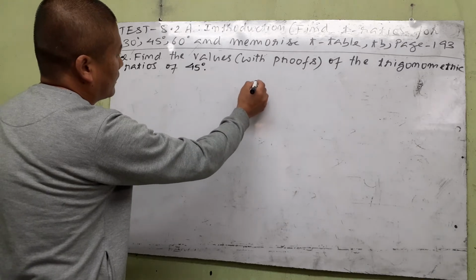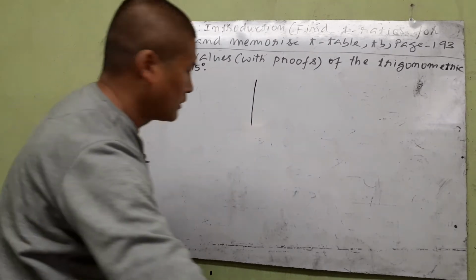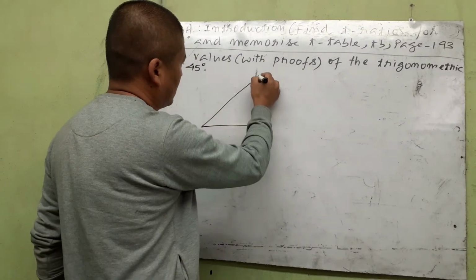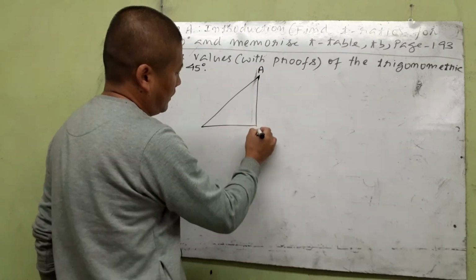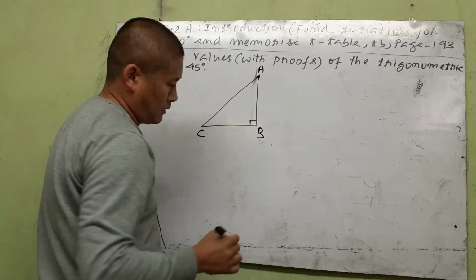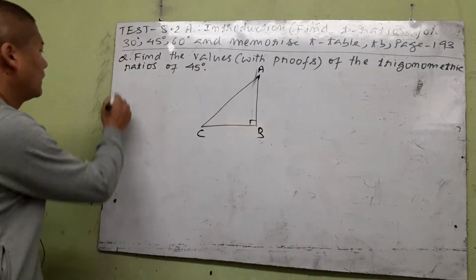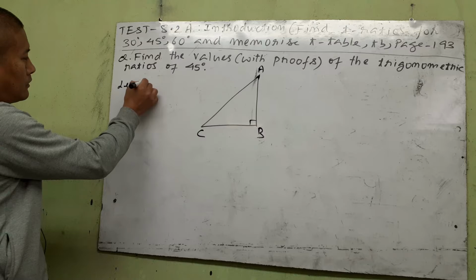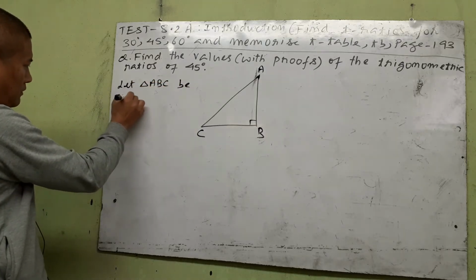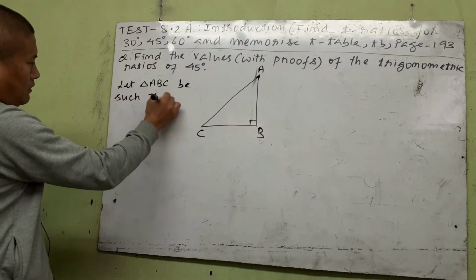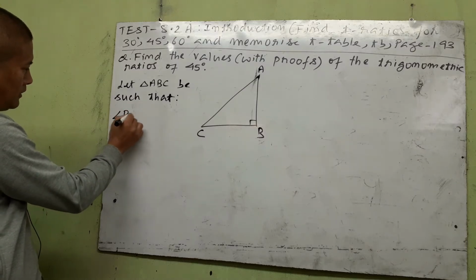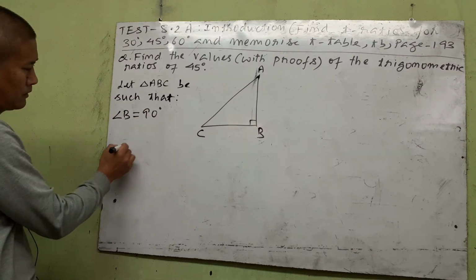Let's say we have a right triangle. So this is the right triangle ABC with 90 degree at the point B. Okay, let us introduce this triangle. Let triangle ABC be such that angle B is obviously the 90 degree point.